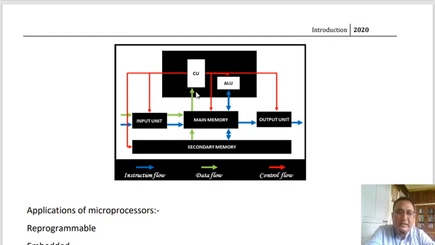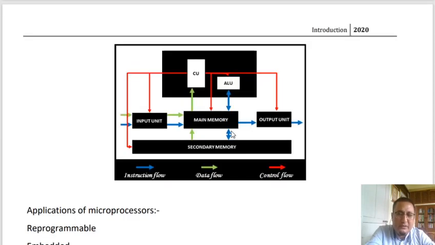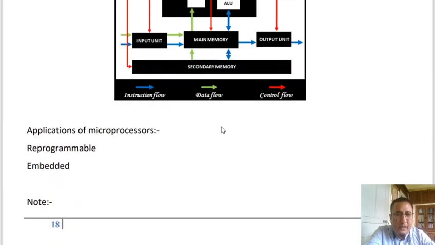A microprocessor has in it a control unit, arithmetic unit, and associated registers. This is a typical representation of a computer system that you need to remember, that has in it a microprocessor, input devices, memory devices, and output devices. Now, regarding applications of microprocessors, you can go through it.